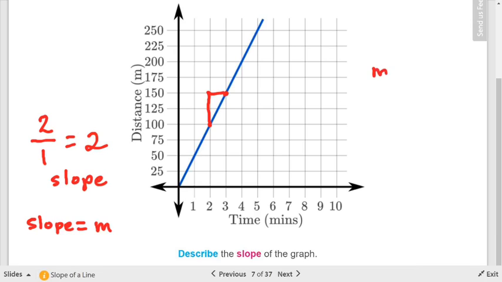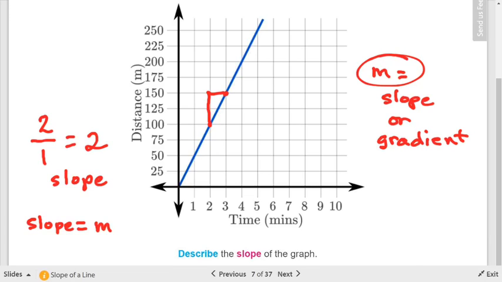So anytime you see the letter M, you always think slope, or what's the other word for it? Gradient. There you go. So you need to label these when you're putting these together. So know that M always stands for what? Slope.